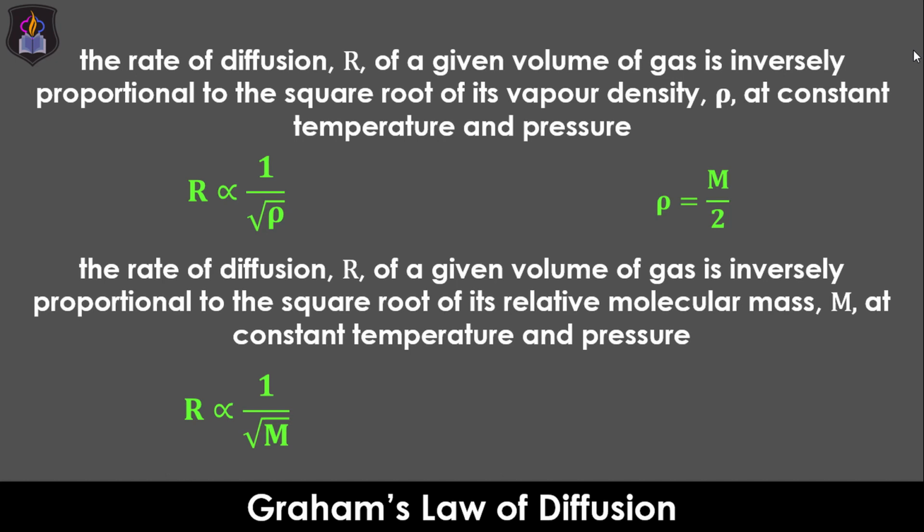Also, the rate of diffusion of a gas is calculated as the volume of the gas divided by the time taken for the gas to diffuse. Therefore, for the same volume of gases with different molecular masses, the rate of diffusion will be inversely proportional to the time of diffusion. This is because the larger the molecular mass of the gas, the slower its rate of diffusion, and the longer the time it will take to diffuse.